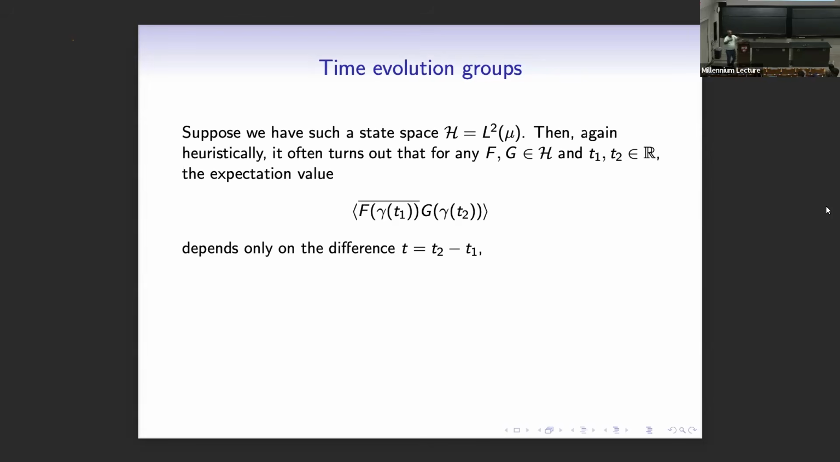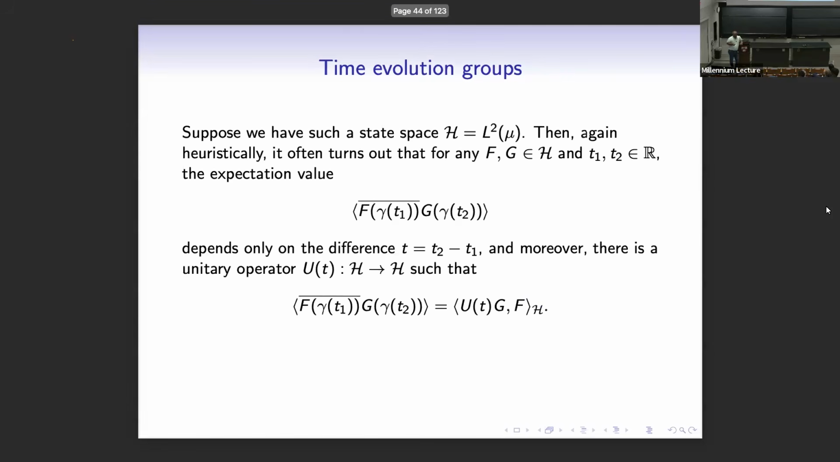So you just write down the path integral, write down this thing. And again, it turns out that this quantity often just depends on the difference t2 minus t1. And moreover, there is actually a unitary operator from H into H, so that this expectation can be written as the inner product of ut g comma f. So again, from the path integral, you can often come to this formulation.